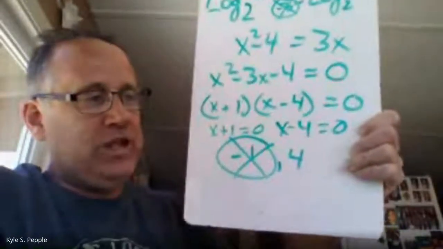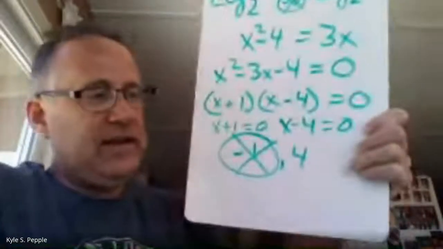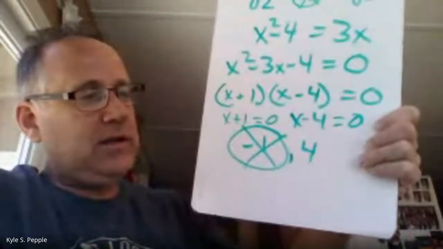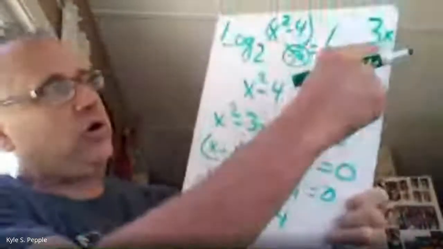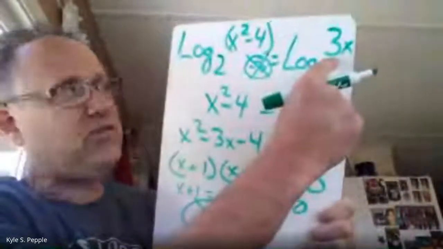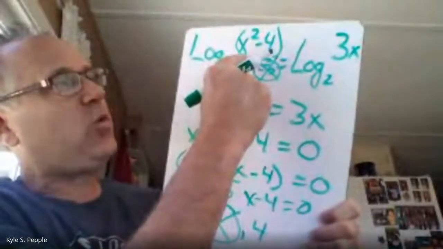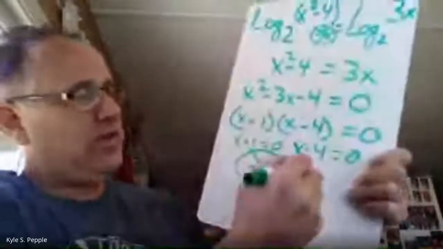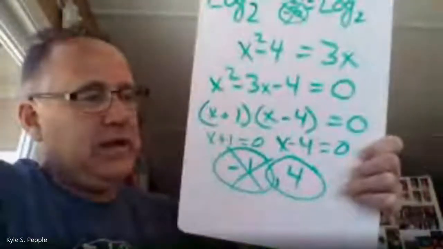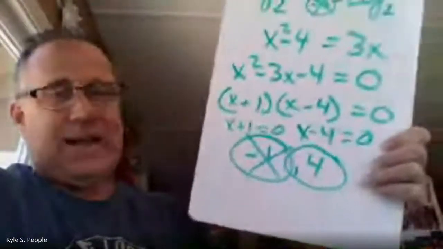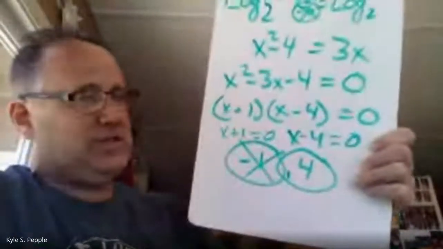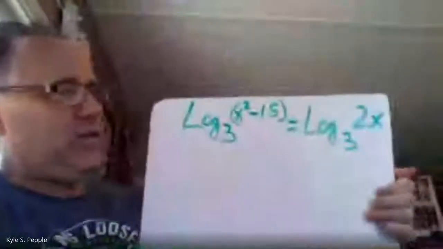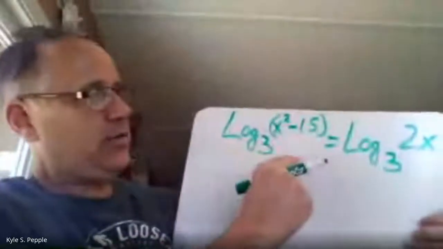You can see that in example 2. When we plug 4 in, 4 times 3 is 12. 4 squared is 16 minus 4 is 12. So 12 equals 12. So my solution would be 4 in that example. So we always have to check for extraneous solutions. Okay, let's try another one. Log 3.